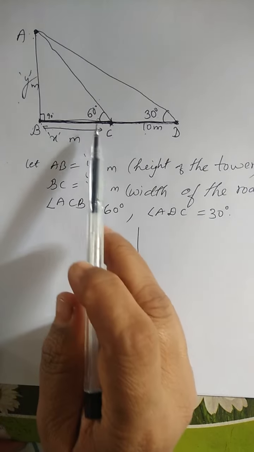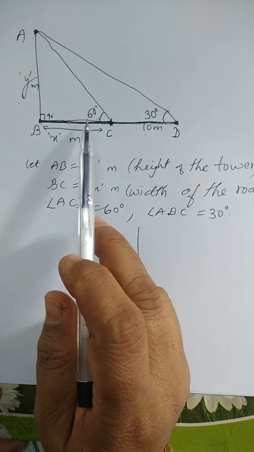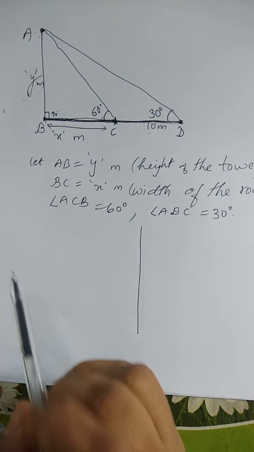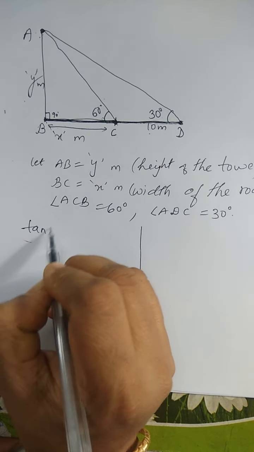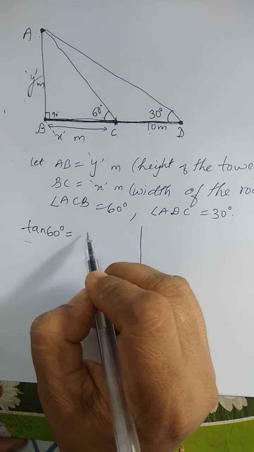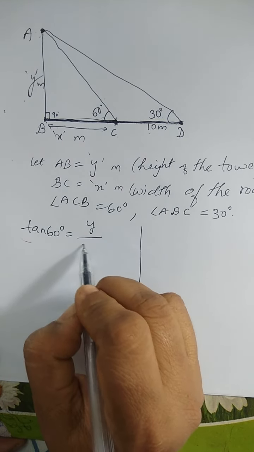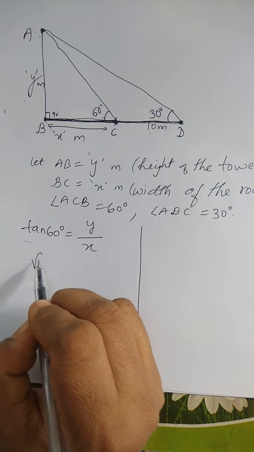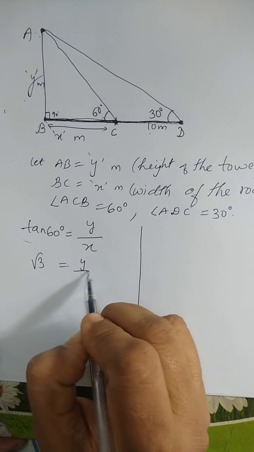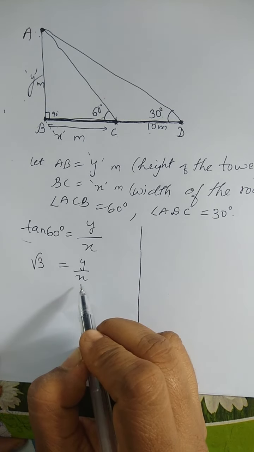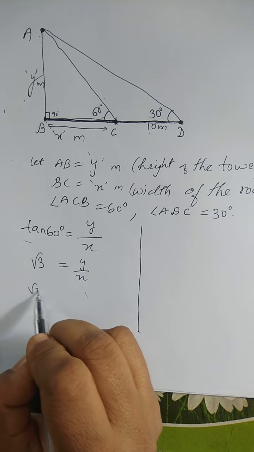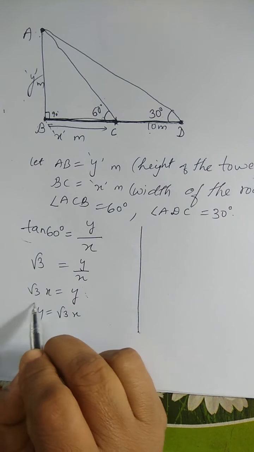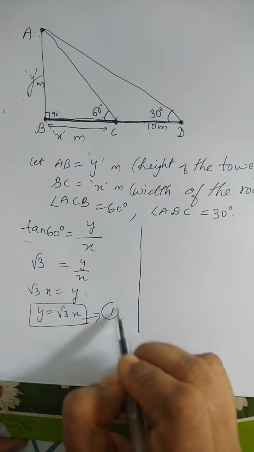First we will use the formula here, that is tan 60 degree equals opposite upon adjacent. Tan 60 degree is equal to opposite, which is y, upon adjacent, which is x. So what is the value of tan 60 degree? Yes, it is root 3, which is equal to y upon x. So take this x here. So root 3 x is equal to y. So y is equal to root 3 x. This is the value of y.